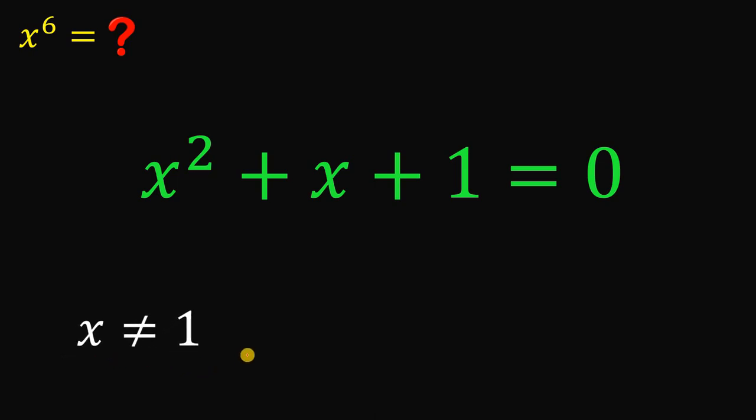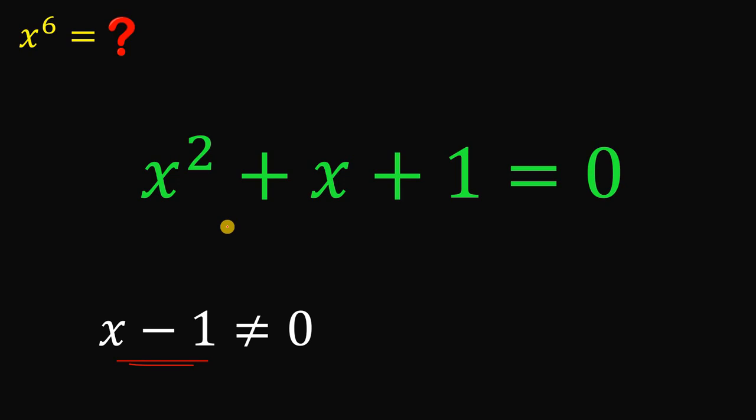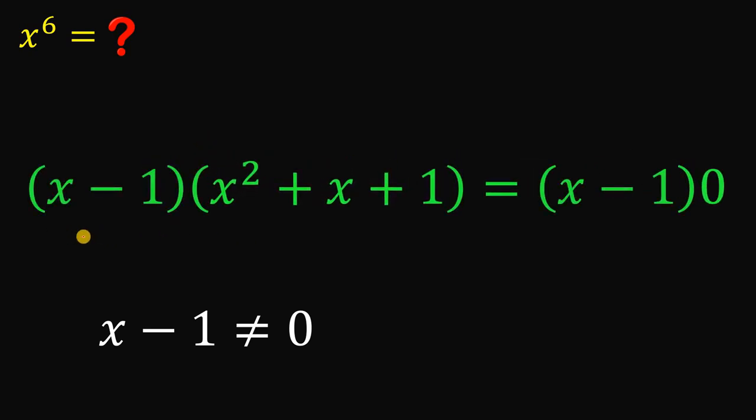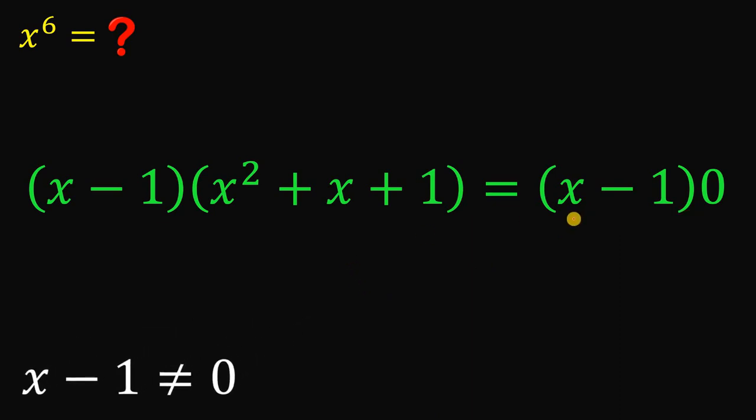Because if we know that x is not equal to 1, we can say that x minus 1 is not equal to 0. Now, this is important because what we're going to do is to multiply both sides by x minus 1. And now this is legal because x minus 1 is not equal to 0. Alright, so now let's focus on this equation.